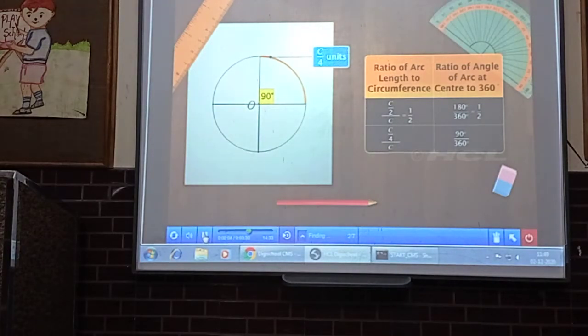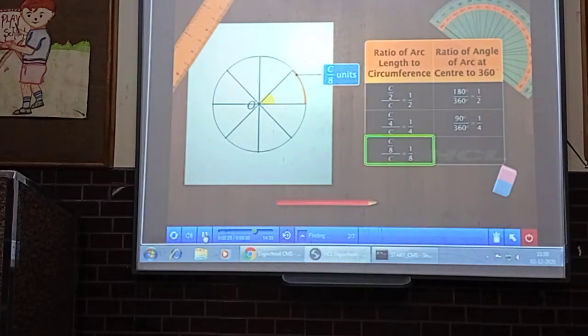And the angle made by the arc at the center is 90 degrees. Once again, we take the ratio of the length of the arc to the circumference of the circle and the ratio of the angle of the arc made at the center to 360 degrees. Notice that both ratios are the same. Similarly, when the length of the arc is 1/8 of the circumference of the circle, the angle made by the arc at the center is 45 degrees, which is 1/8 of 360 degrees. Thus, the ratios are the same again.